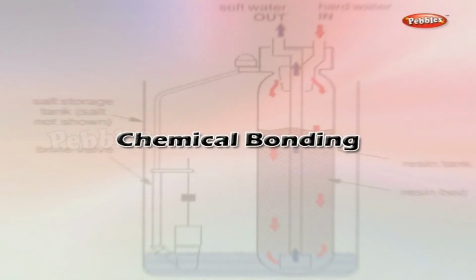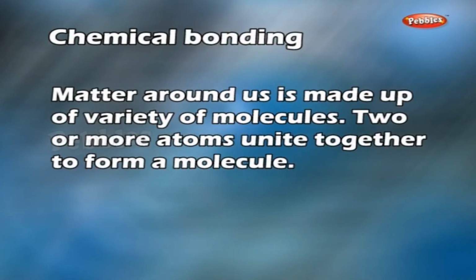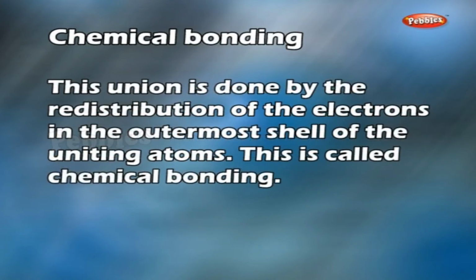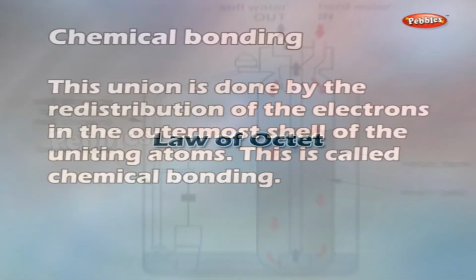Chemical bonding. Matter around us is made up of a variety of molecules. Two or more atoms unite together to form a molecule. This union is done by the redistribution of the electrons in the outermost shell of the uniting atoms. This is called chemical bonding.